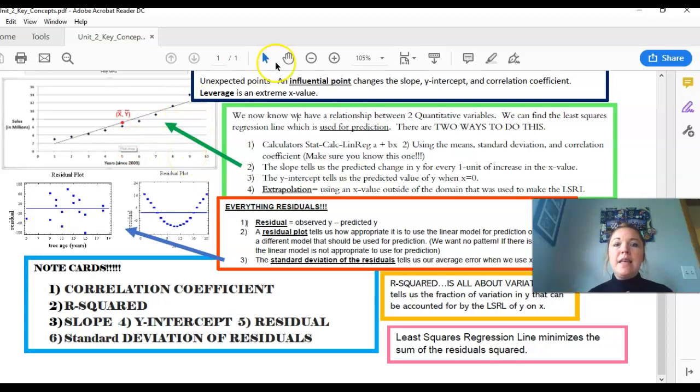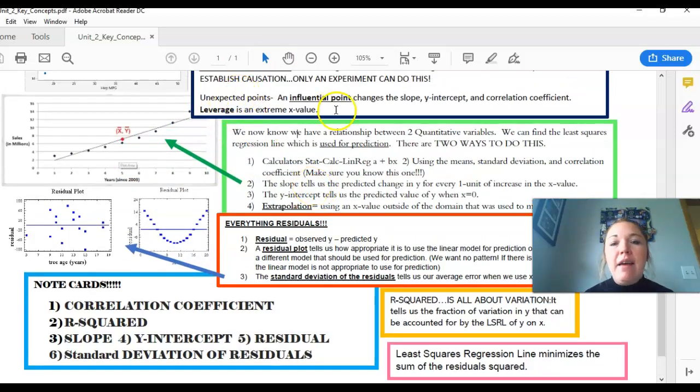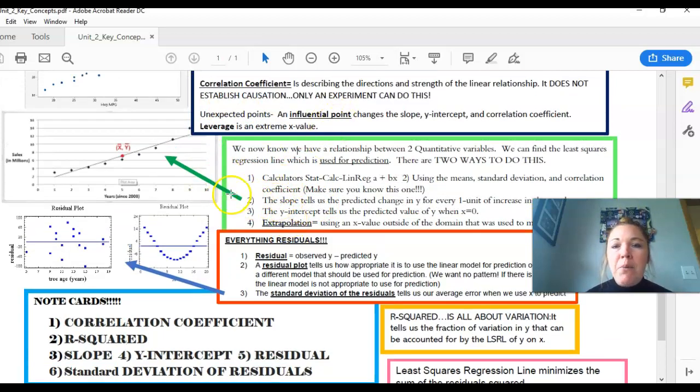Okay. Last thing, let's talk about influential points and leverage. An influential point is a point that changes the slope, the y-intercept, and the correlation coefficient. So watch my cursor. That would be if I had like a point down here.